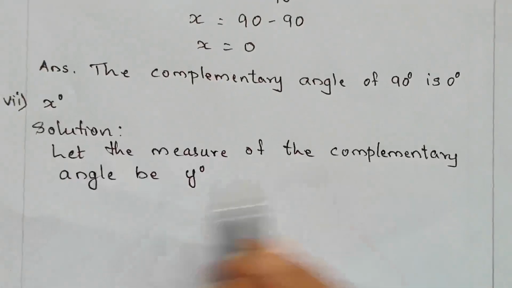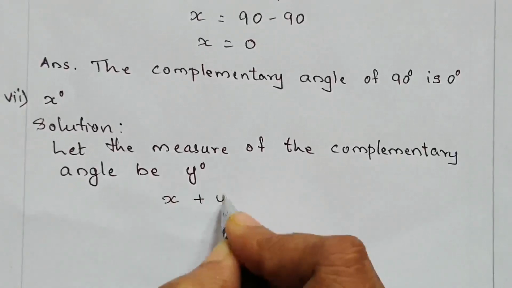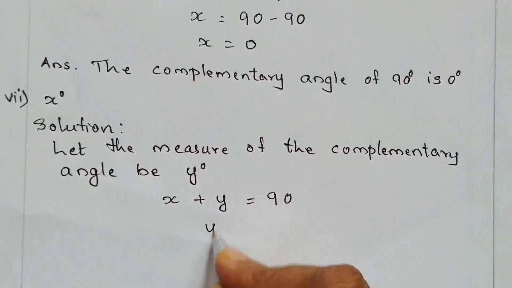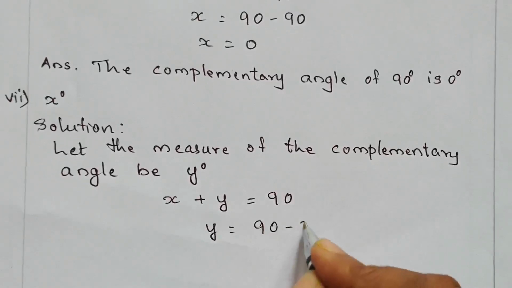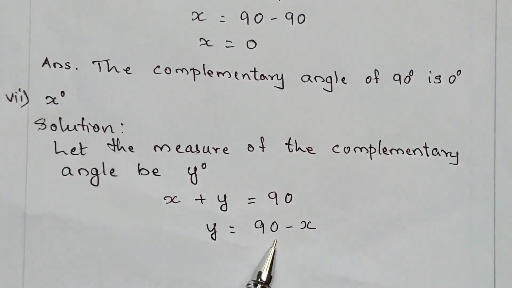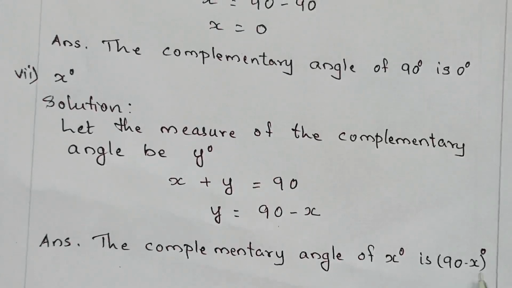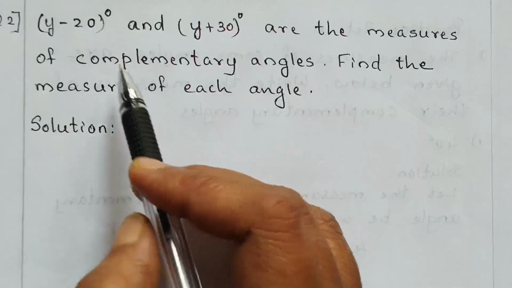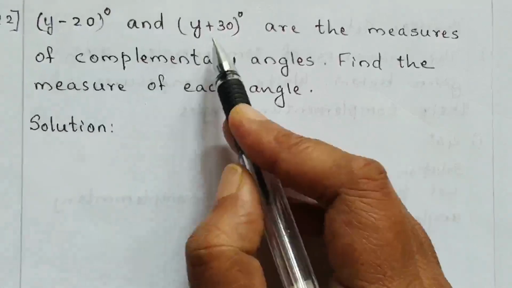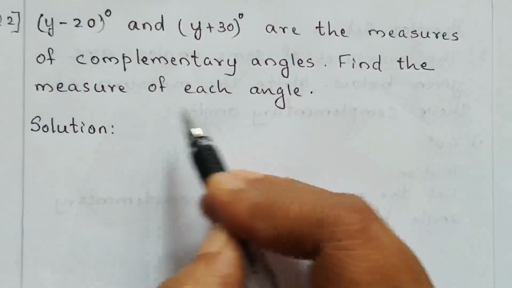Let the measure of the complementary angle be y degrees. So we can write x plus y is equal to 90 as they are complementary. So y is equal to 90 minus x. So the complementary angle of x degrees is 90 minus x degrees. Let's now take the second main question. The question is: y minus 20 degrees and y plus 30 degrees are the measures of complementary angles. Find the measure of each angle.